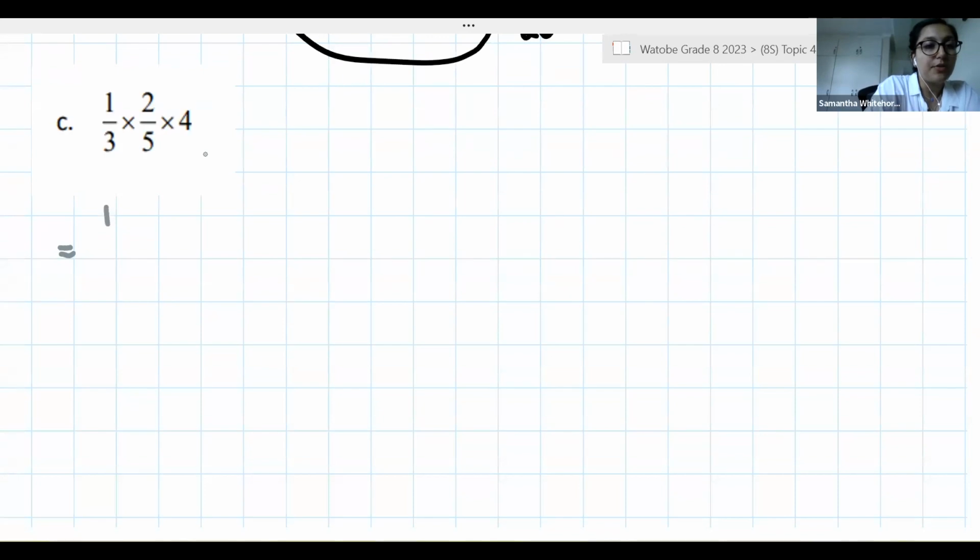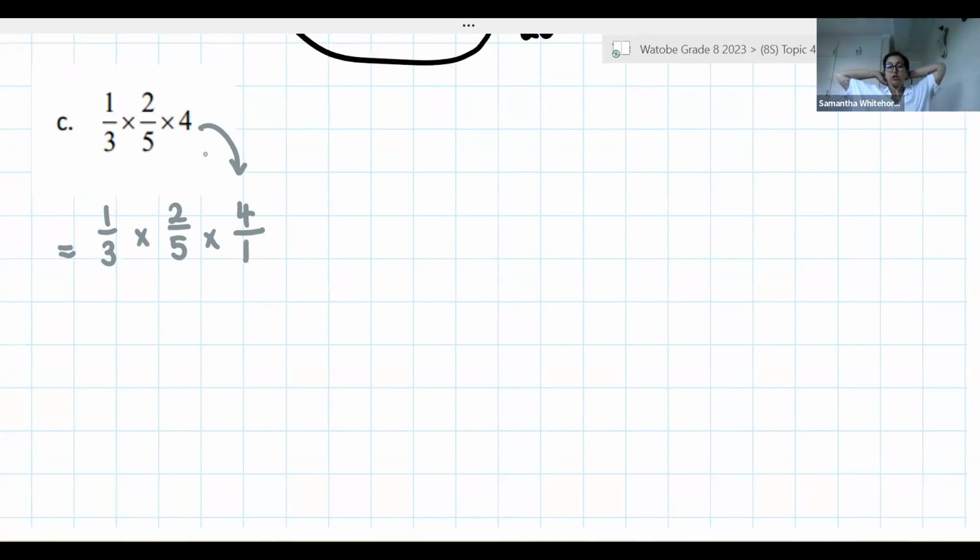So we've got 1/3 times 2/5 times, and remember, I always want to write the whole number as a fraction, so times 4/1. So I want you to try this by yourselves. Remember, you don't have to do everything all at once. You can, but you don't have to. If you want to multiply the first 2 fractions, get an answer, and then take that answer and multiply it by the last fraction, that's fine. Whatever you are more comfortable with. Pop your answers in the chat when you're ready. Make sure you're simplifying your answers.